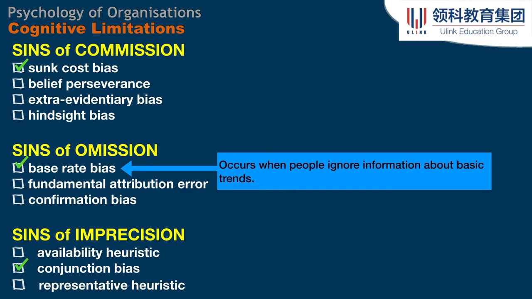I didn't go over all of them, but again, just know a few so you could talk about at least one per type. So maybe know one commission, one omission, and one imprecision. All right, let's stop the video here. The next video will be talking about ways to overcome conflicts in groups.